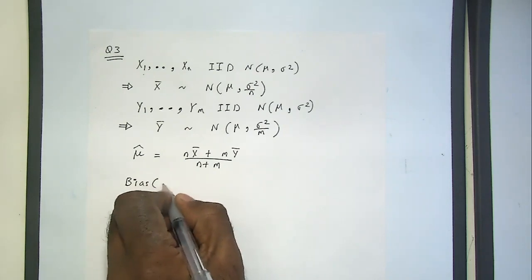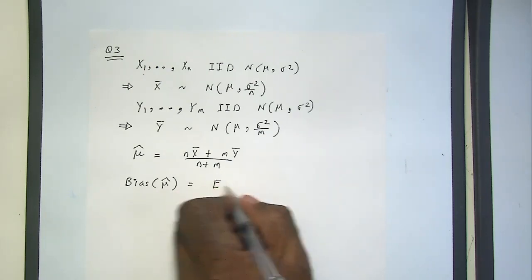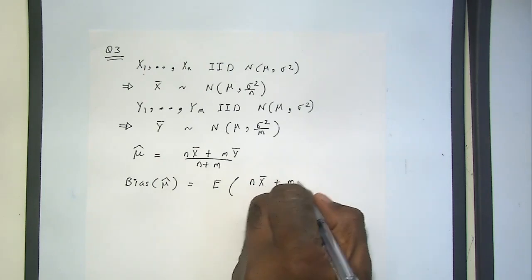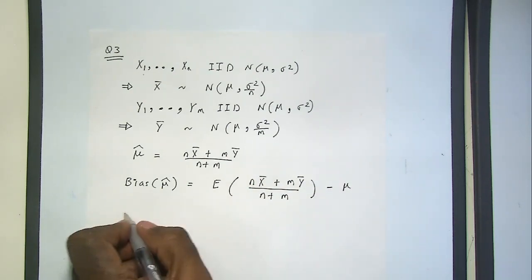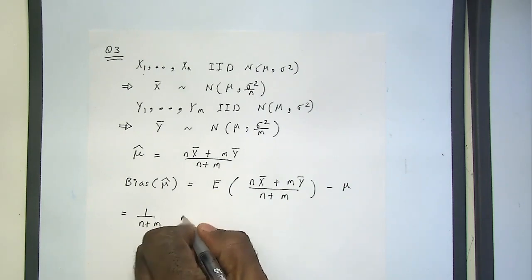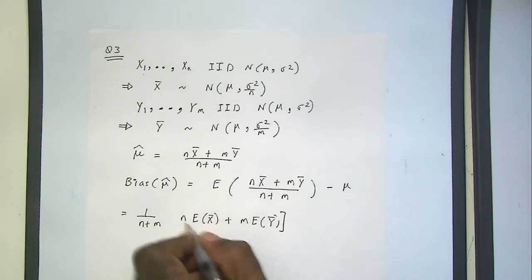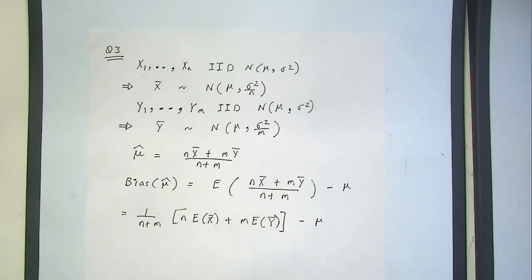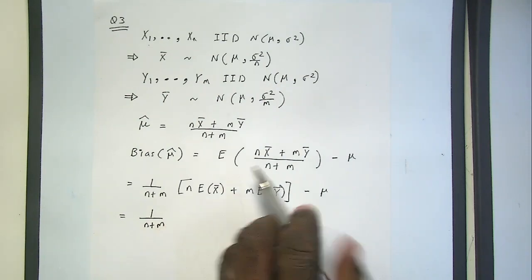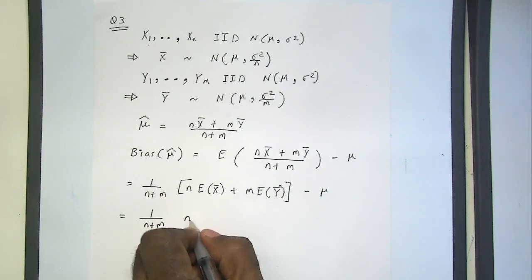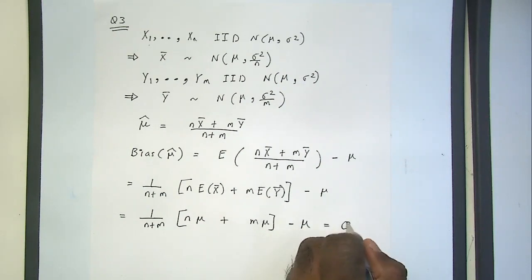You need to show that the bias is equal to 0, right? Okay, so you need to show that the bias of this, which is the expectation of this, which is equal to 1 over n plus m, and we need to show that. Now we know from above here that the expectation of x bar is mu, and similarly this is also mu, and this is clearly equal to 0, right?